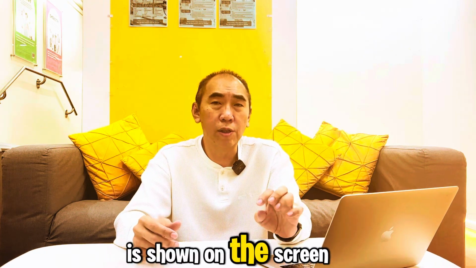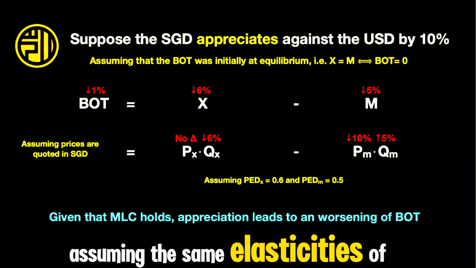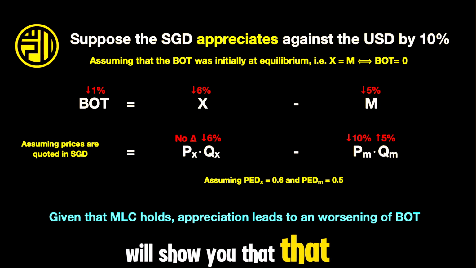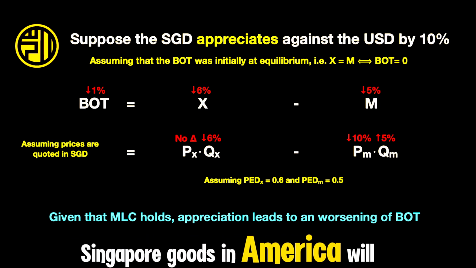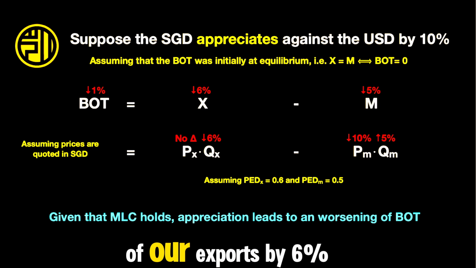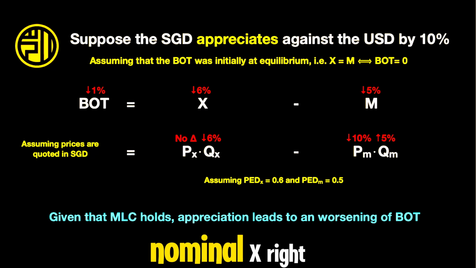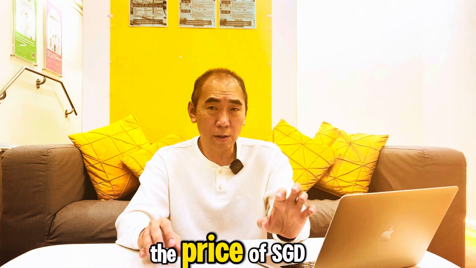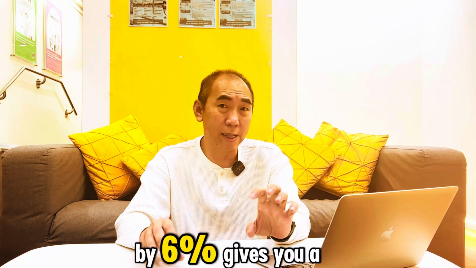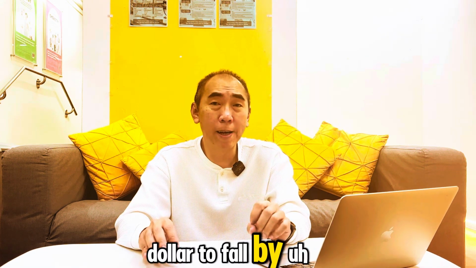Now, if you look at what is shown on the screen, an appreciation of the Sing dollar against the US dollar, assuming the same elasticities of PEDX of 0.6 and PEDM of 0.5, will show you that the price of Singapore goods in America will now become more expensive by 10%. American consumers are going to cut back their consumption of our exports by 6%, resulting in a 6% fall in the Sing dollar value of nominal X. Remember, Sing dollar value means that the price of Singapore's export measured in Sing dollar didn't change, multiplied by a lower quantity by 6% gives you a PX of Singapore measured in Sing dollar to fall by 6%.